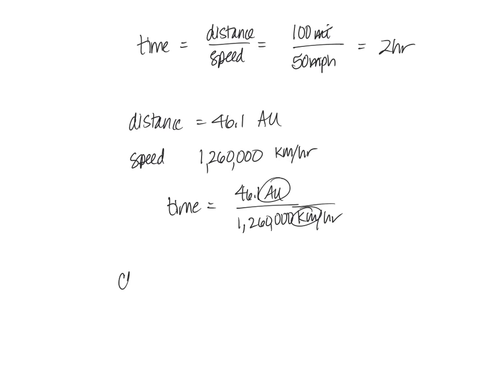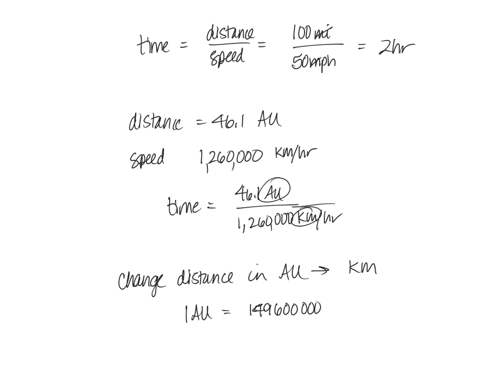So we need to change the distance, which is in astronomical units, into kilometers. That will be really helpful. And so if we look up in our book or we look on the internet, we find that 1 astronomical unit is 149.6 million kilometers.